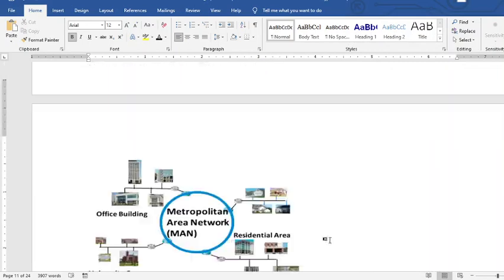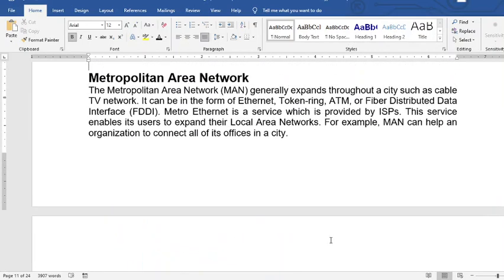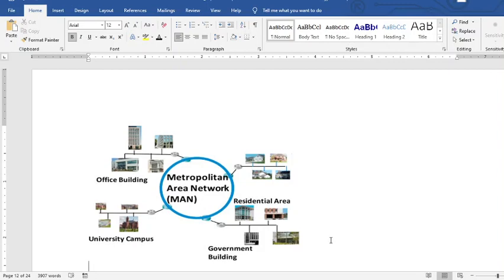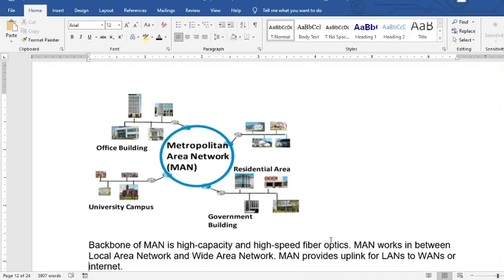Next to that is the metropolitan area network. Generally, metropolitan area networks can connect, let's say, office buildings, different buildings, or a residential area, or the whole barrio or city, or the whole university, or all of the government buildings. So a metropolitan network is at least bigger than the previous one. So these are the 4 typical types.